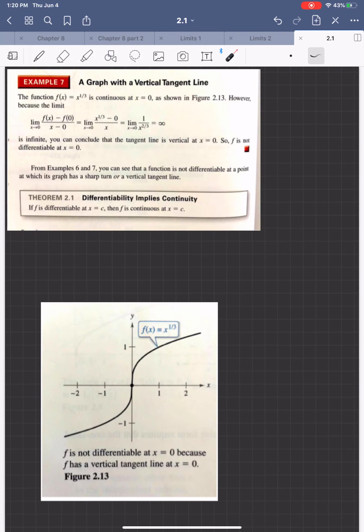Same thing here. If you start off with the function x to the power of 1/3, well, this is the graph of x to the power of 1/3. If you were to take the derivative, you would get 1 over x to the power of 2/3. What you would find is that if you were to graph the derivative alongside the original function, your derivative would look something like this. Again, do you see how there's a problem when x is at 0?